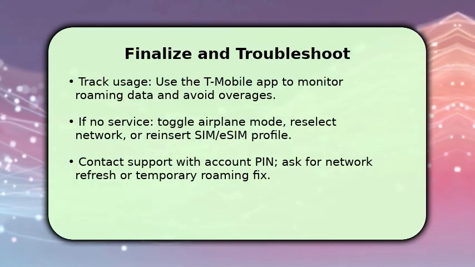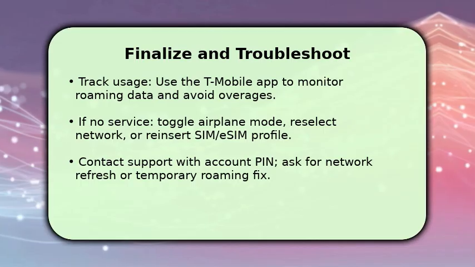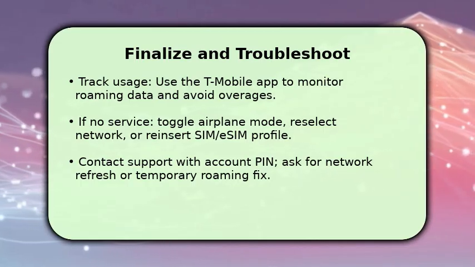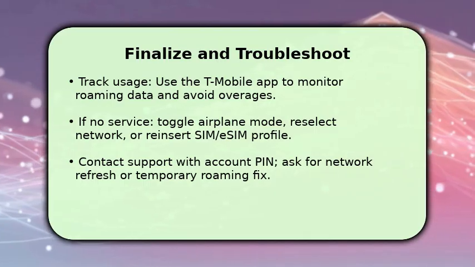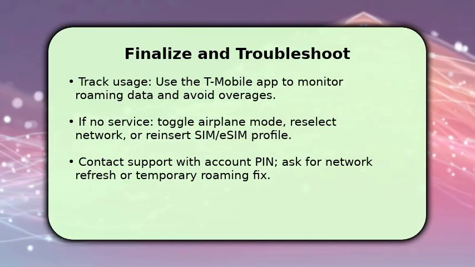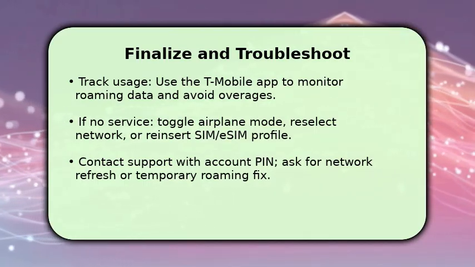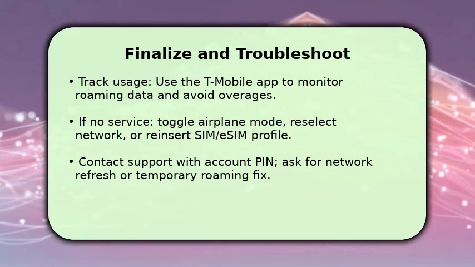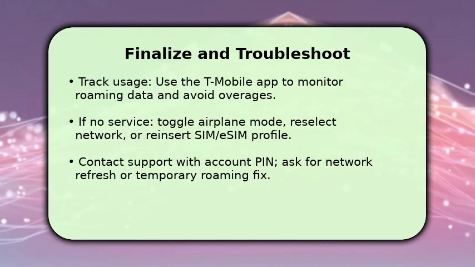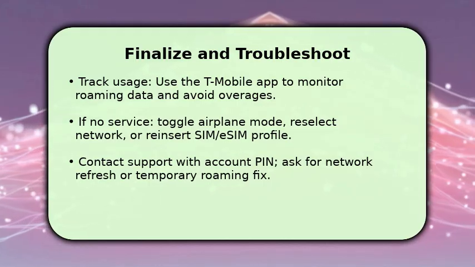If service fails, immediately toggle airplane mode, retry network selection, or remove and reinsert the SIM or eSIM profile. These quick steps usually force a new registration. If those don't work, contact T-Mobile support with your account PIN and IMEI and request a network refresh or temporary roaming. Enable this.